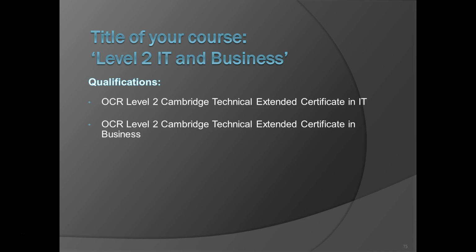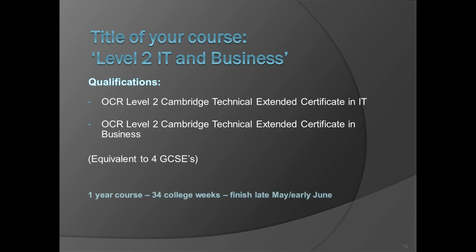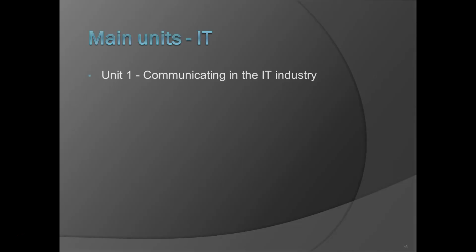I'm not going to be leaving any pauses during this video. If you need to, you can pause the video yourself. So we'll go straight on now with the length of my course. It's equivalent to 4 GCSEs, by the way. That's not actually part of the booklet, but it's very important for you to know that. The length of the course is 1 year, which, in terms of college weeks, is 34 college weeks, meaning that we finish in late May, early June-ish next year. The next box down is the main units you'll be studying, and they are as follows.